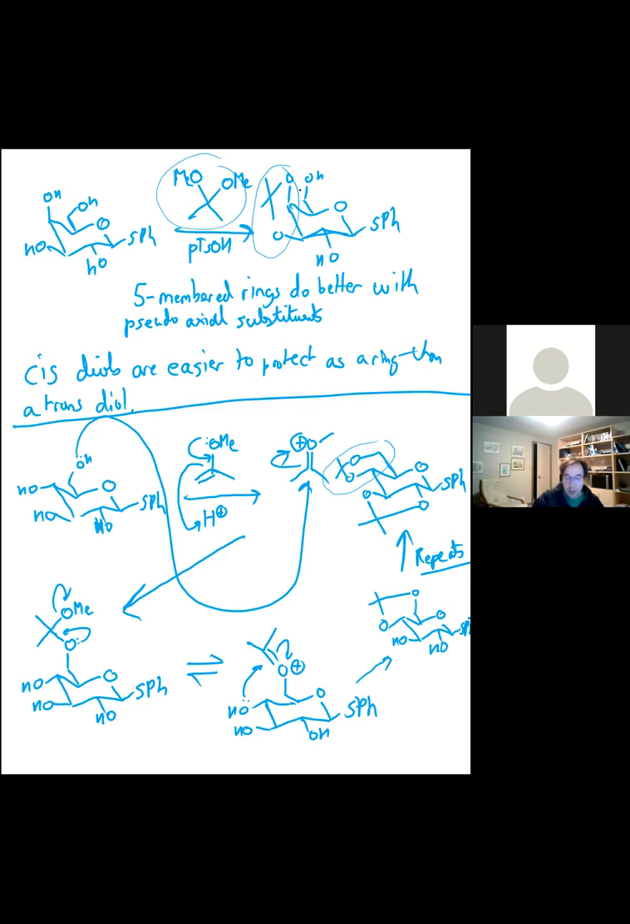But this gives us quite a lot of opportunities here. Because now let's say we did this top one here. I could protect C6, which would leave me C2 free. Or I could protect C6, then protect C2, then deprotect C6, which would leave me C6 free. So I have ways to modify this and play with this to get these different ones free. Okay. Now, how do we deprotect these?